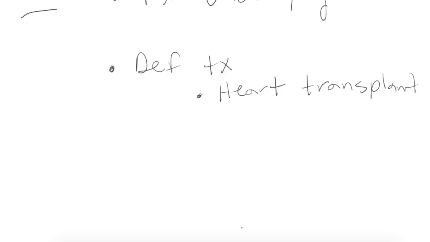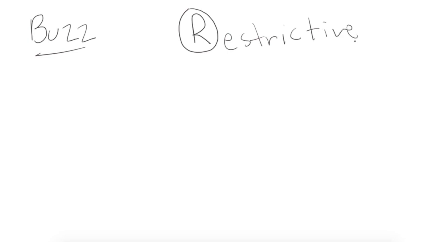Okay, let's take a look at some buzzwords. The R. Whenever I circle an R or an L, to me it represents right or left. So I like to circle the R in restrictive. So I'm always thinking about right side symptoms, right side presentation in a restrictive cardiomyopathy.